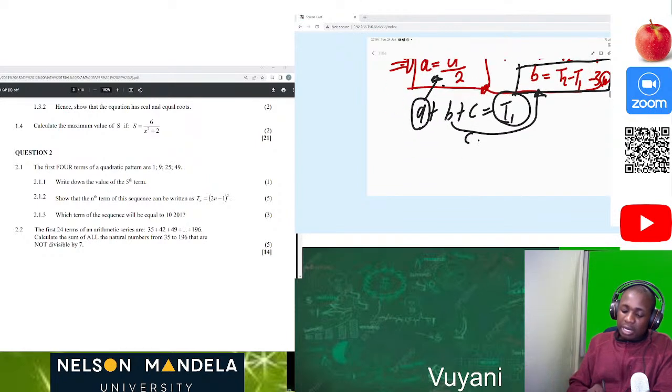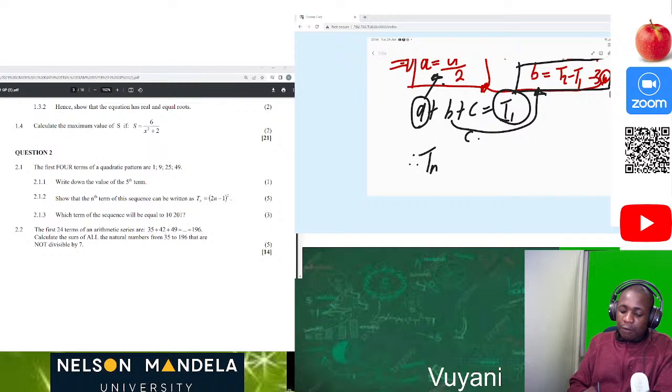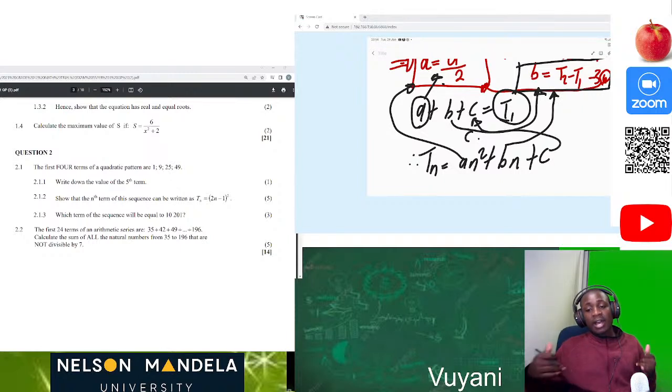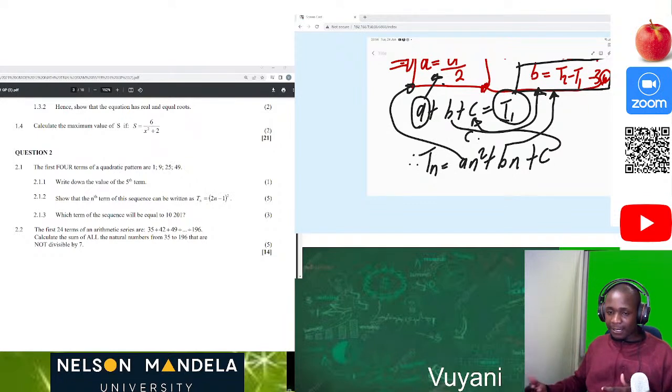Then after that, you can definitely have our general formula, which is Tn is equal to an squared plus bn plus c. This is how you calculate the value of a. This is how you calculate the value of b. And this is how you calculate the value of c. Then after that, you are happy, you get your 4 marks. The nice thing about the quadratic sequence is that you get 4 full marks just to be able to determine the general formula.